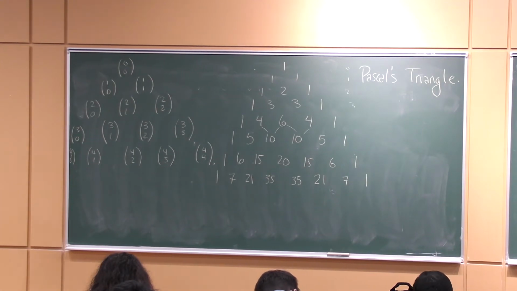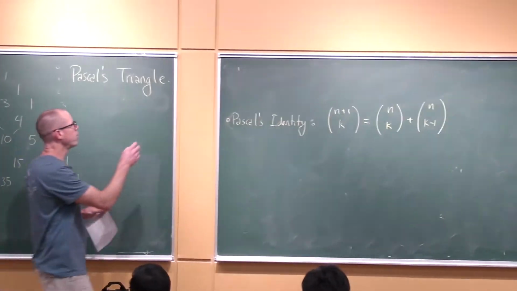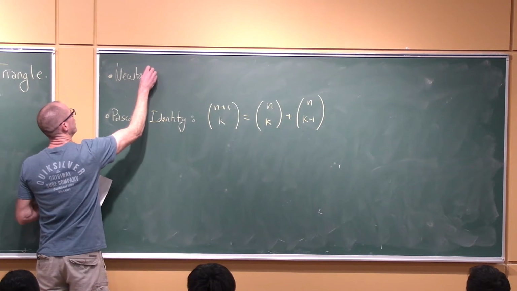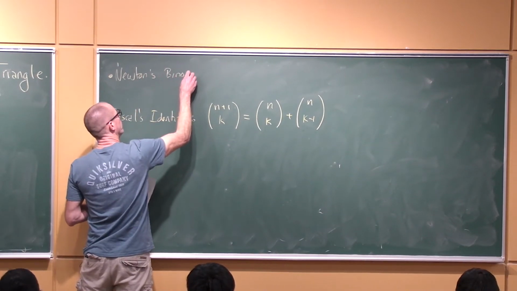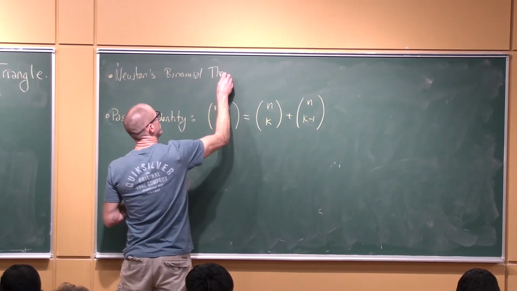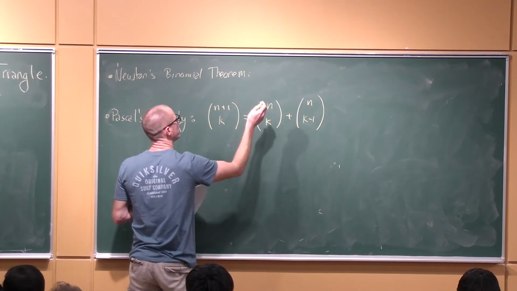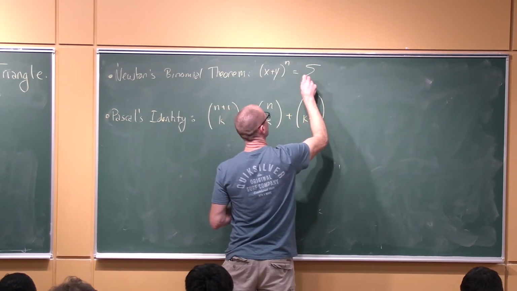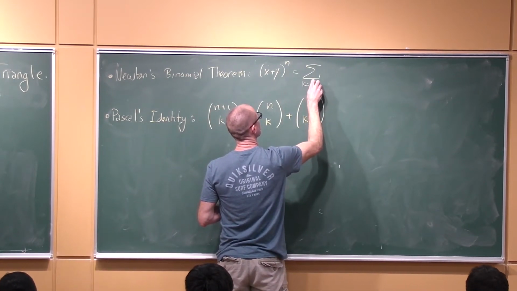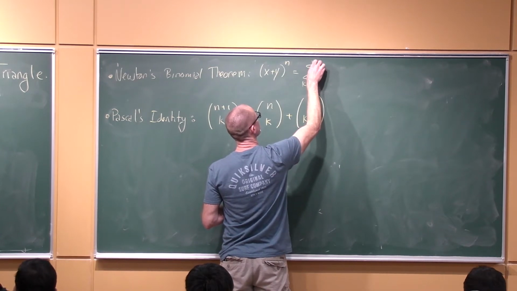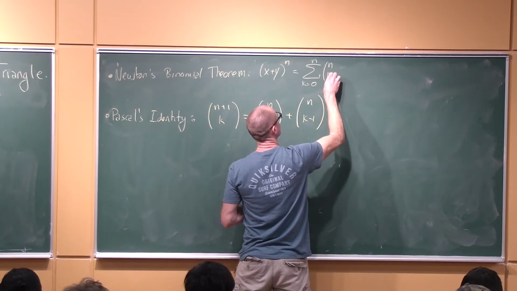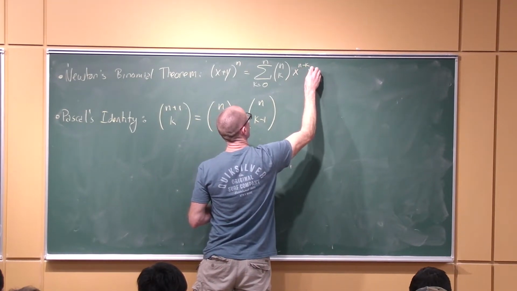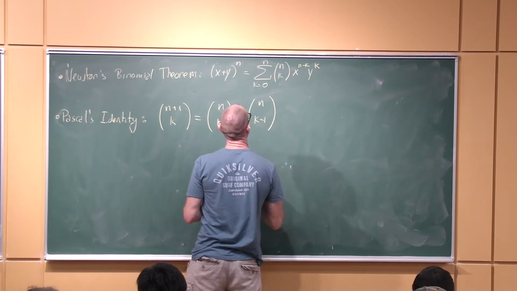So let's look at Newton's binomial theorem and say, what did that say? Newton's binomial theorem was about (x plus y) to the n, and that says that that's equal to the sum, k equals 0 to n, of n choose k, x to the n minus k, y to the k.